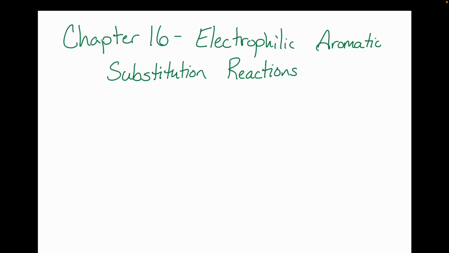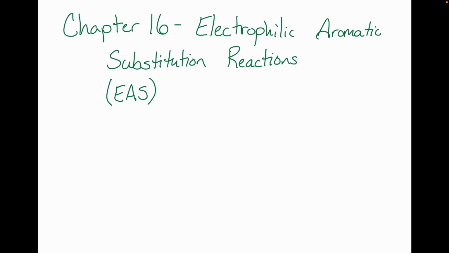All right, so let's start in on chapter 16. We're going to be discussing a specific class of reactions that we will see for these aromatic compounds, what are called electrophilic aromatic substitution reactions. You'll see these abbreviated EAS as well, electrophilic aromatic substitution reactions. So let's sort of pick these apart here.